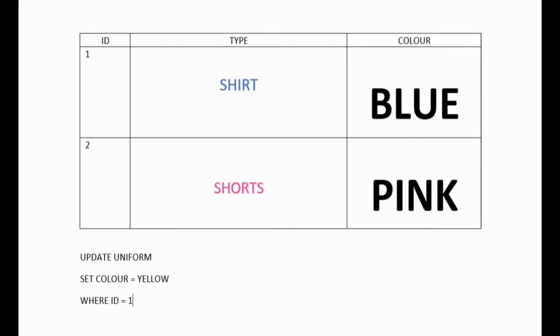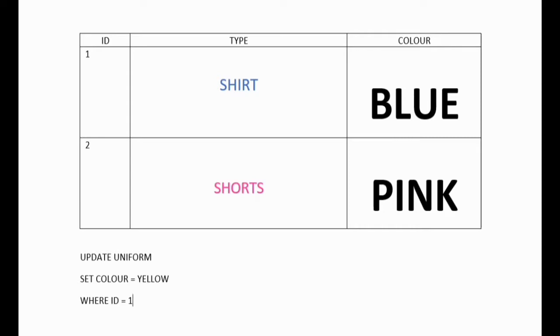Okay, so what this simple query means is update uniform. Uniform is the name of the table we are going to update or change. Okay, now which part of this table are we changing? The color. So we set it to color. Now change the color to what? Yellow. Then are we changing for all the types? No, we want to change the shirt only. So we set ID to 1.